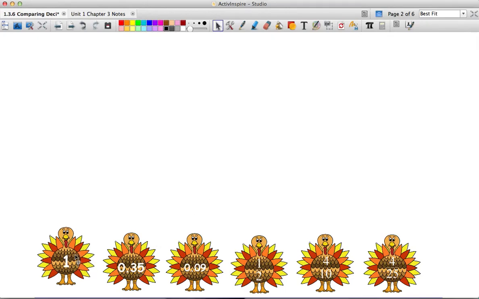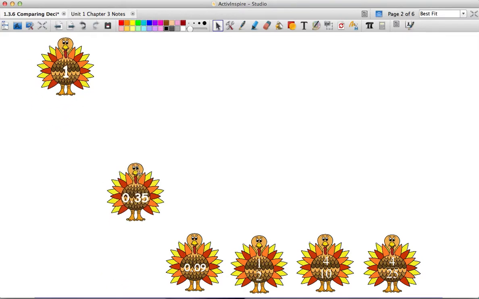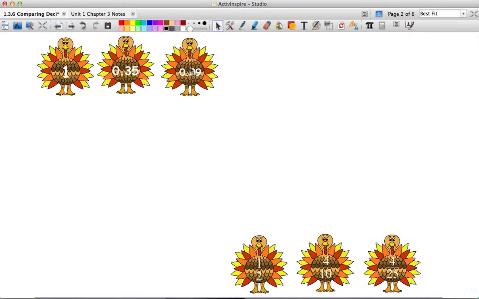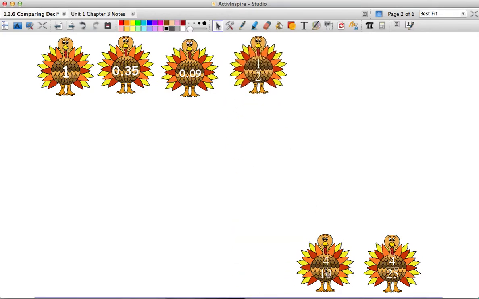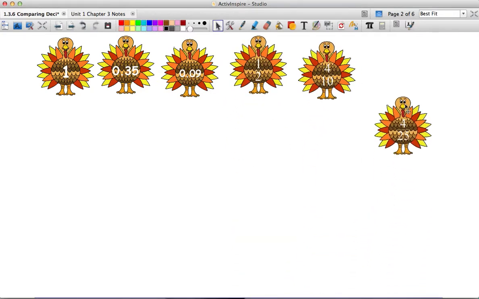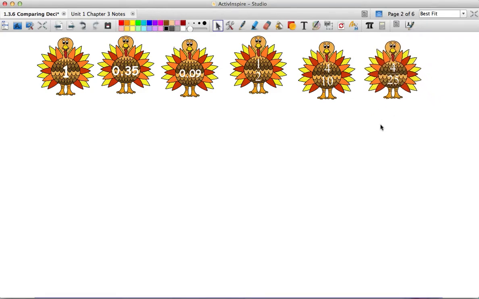So here I have 1 and 35 hundredths, 9 hundredths, 1 half, 4 tenths, and 4 25ths. Now right now I can't compare these the way that they are because I have 3 fractions and 3 decimals. I need to either make them all fractions or make them all decimals. Now the thing is, if I make them all fractions, they all have to have the same denominator. If I make them all decimals, I have to change the denominators in order to make them into decimals. So either way, you're going to be doing a little bit of work here.